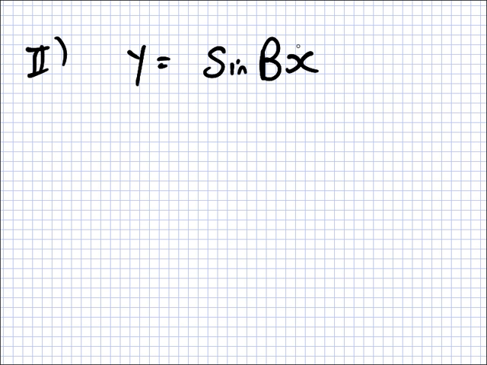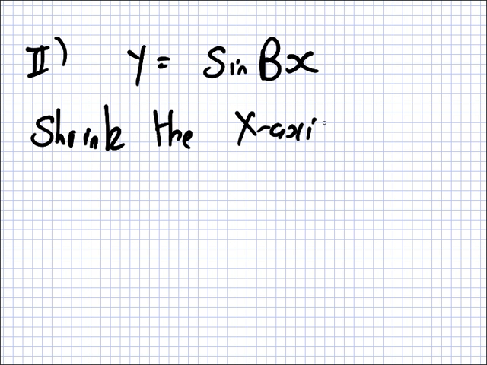Nothing to do with the amplitude this time? The wavelengths? Yes. What happens horizontally? It shrinks. So as you said, the wavelength, the period shrinks. So let me just put that here. You shrink the x-axis by b units. Shrink is like get shorter, yeah? Yep.